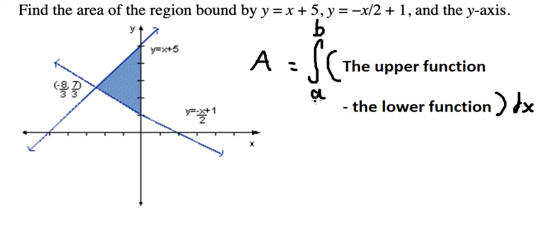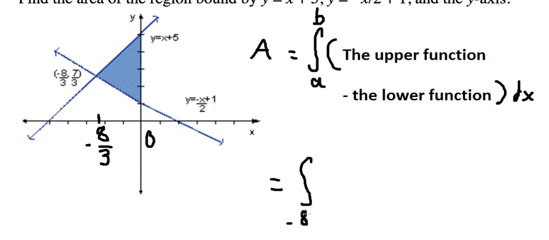Now about the bounds, we can see that this intersection in here is at negative 8 over 3, to this location in here because they stop in this area. So that's number 0. So we have the integration from negative 8 over 3 to number 0. The upper function is x plus number 5, minus this one, the lower function.